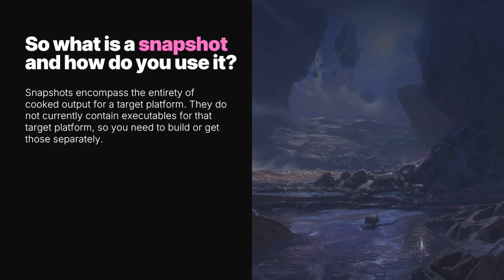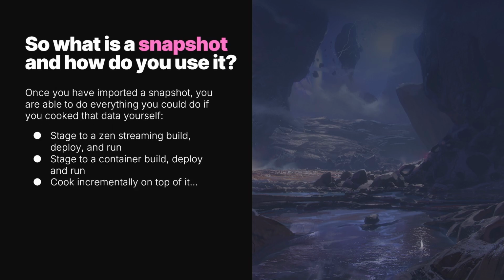Conceptually, snapshots encompass the entirety of the cooked output for a target platform. They don't contain the executables for that target platform, so you need to build or get those separately. And once you have imported a snapshot, you are able to do everything you could do if you had cooked that data yourself, meaning you can stage to a Zen streaming build, then deploy and run that. You can stage to a container build, pack files, deploy and run that. And crucially, you should be able to cook incrementally on top of it.